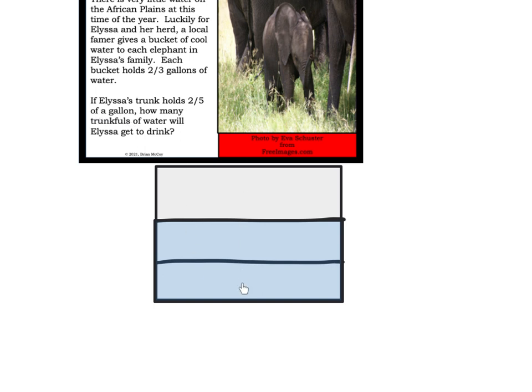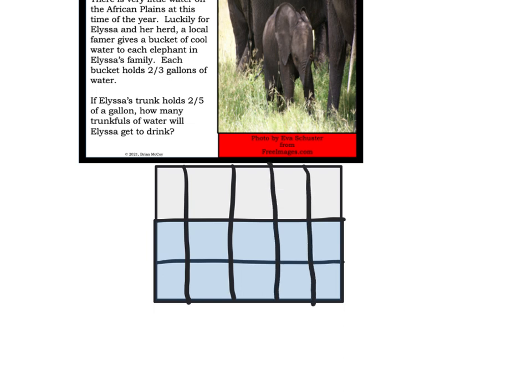So I'm going to cut it this way into 5 parts. 5 parts means 4 lines. 1, 2, 3, and 4 lines. And that gives me 1, 2, 3, 4, 5 parts, right? Now, each trunkful holds 2/5. So I'm going to circle 2 out of those 5.